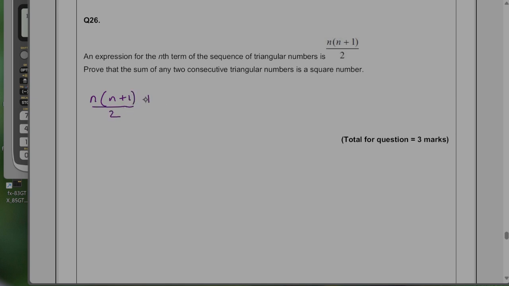And then the next triangle number is going to be one bigger than that, so I'm going to replace n with n plus 1, so it's going to be n plus 1 times n plus 2 over 2. Right, so I need to prove that the sum of this is going to be a square number. So we've got them over the same denominator anyway, so I'm going to put them all over 2, and then we'll multiply out the brackets. Actually, we don't really need to. We can put n plus 1 as a common factor, and then that's going to be n plus 2.